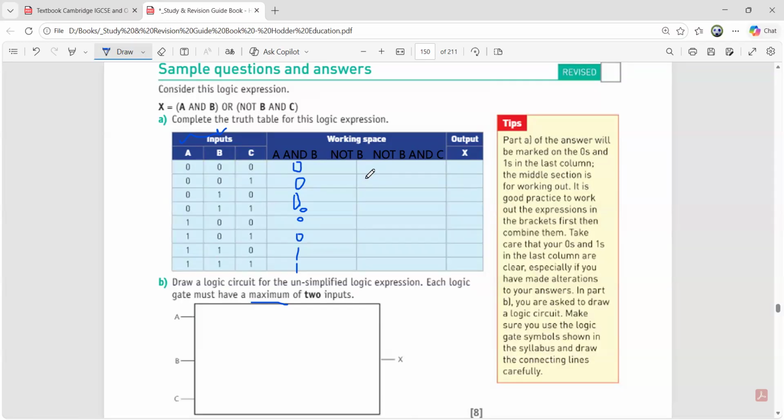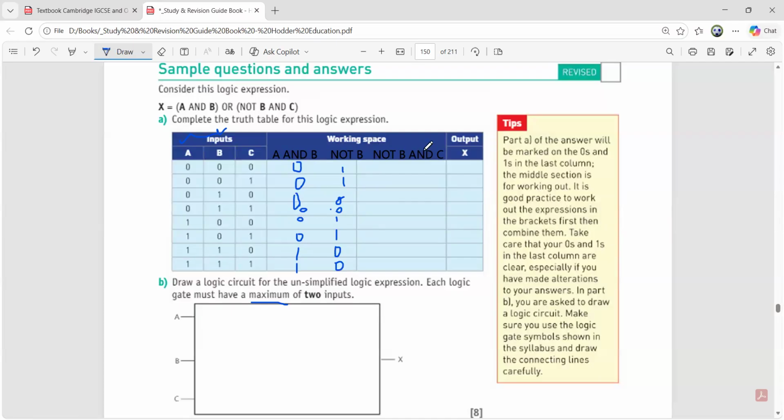Now moving to not B. Not B means simply the reversal, the opposite of B. So 0 becomes a 1, 0 becomes a 1, 1 becomes a 0, 1 becomes a 0 here, 0 becomes a 1 here, 0 becomes a 1 here, 1 became a 0 here, and 1 became a 0 here. So this is going to be your not B.